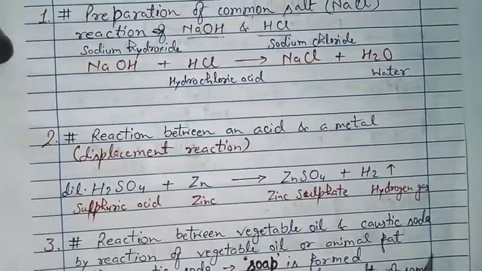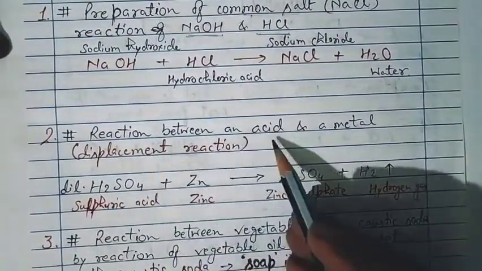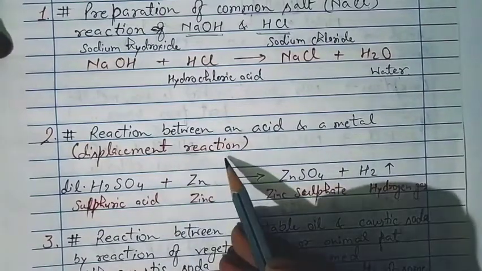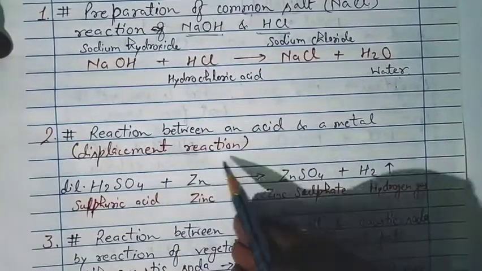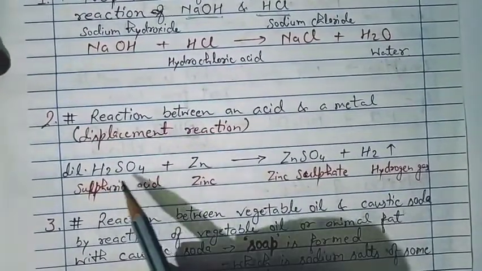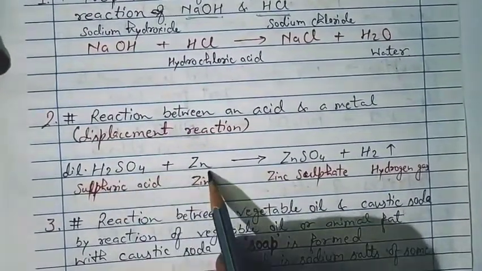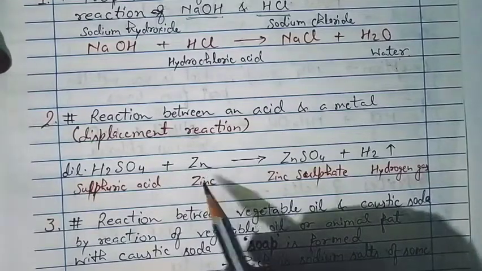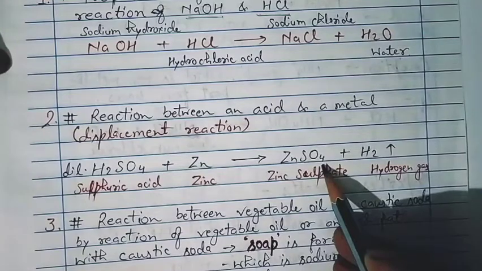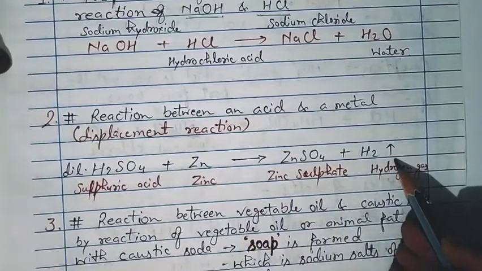The next reaction is the reaction between an acid and a metal. This is also known as a displacement reaction. We have already studied this in the properties of acids. The reaction is dilute H2SO4 reacting with zinc, in the powder state or as particles of zinc, and it forms zinc sulfate, ZnSO4, plus hydrogen gas is released.